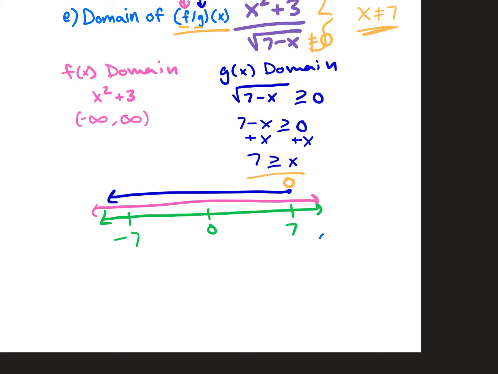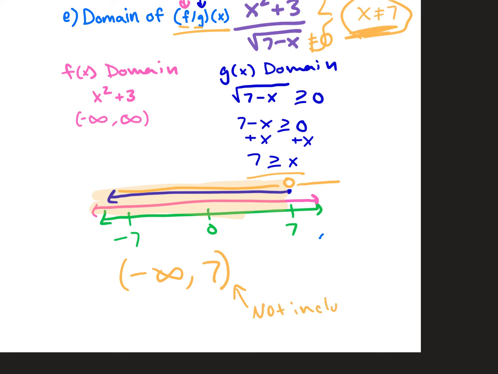So here, where it overlaps would be these 2 lines. So it is from negative infinity. Now we can't include 7 because we said here x does not equal 7. So it could equal anything else, just not 7. So I would put 7 and put a parenthesis because this means that it is not included. So my domain for the entire function is negative infinity to 7.